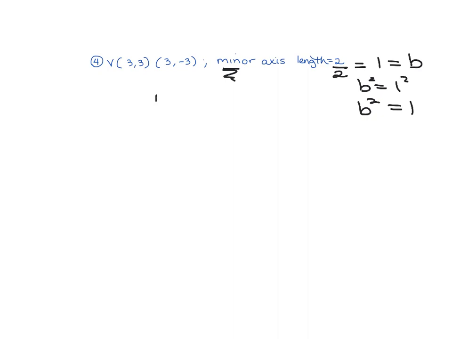So let me go ahead and graph the rest of this. So it tells me I have a vertice at 3, 3, and I also have one at 3, -3. So 3, 3, and 3, -3. These are vertices.